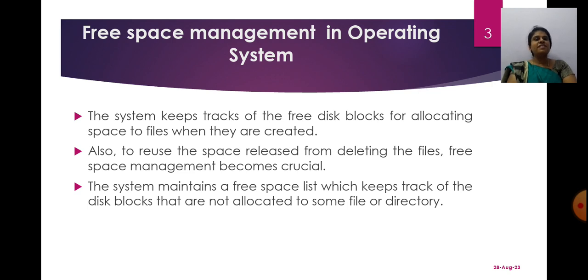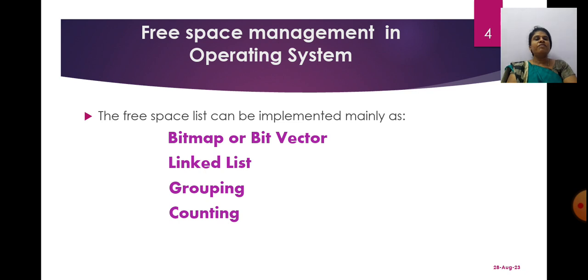Hence, the system maintains a list of free spaces and also keeps track of the disk blocks that are free. That is, the spaces that should not be allotted to any other file or directory. The free space list can be implemented in 4 ways. They are bitmap or bit vector, linked list, grouping and counting.